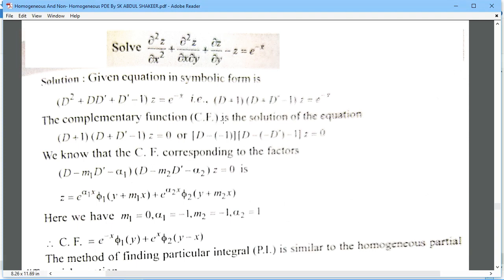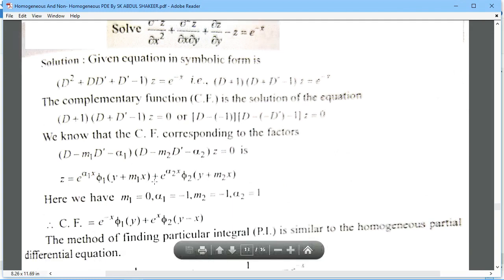The complementary function, CF, is the solution of the equation by taking the right hand side as 0. Now the expression's linear factors look like (D - m1 D' - alpha 1) and another one is (D - m2 D' - alpha 2), like this. And now we will have the complementary function, that is CF = e^(alpha 1 x) phi 1(y + m1 x) + e^(alpha 2 x) phi 2(y + m2 x).